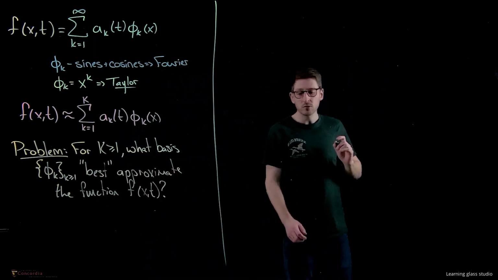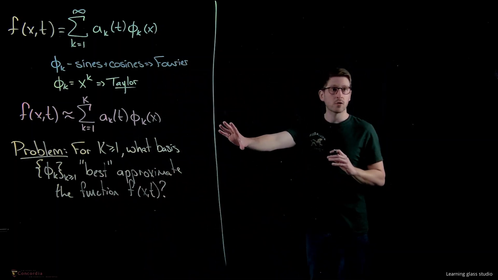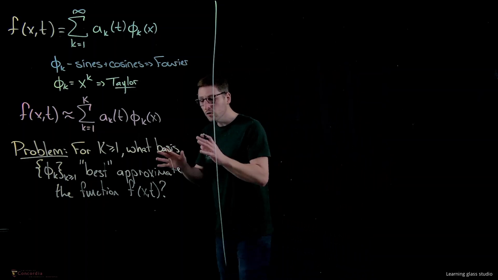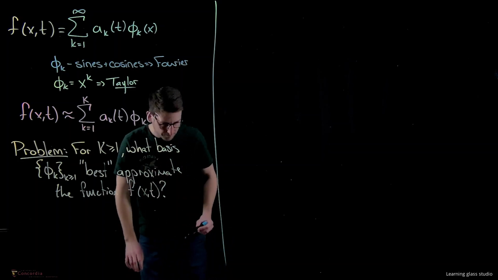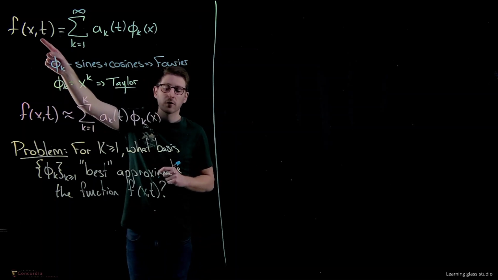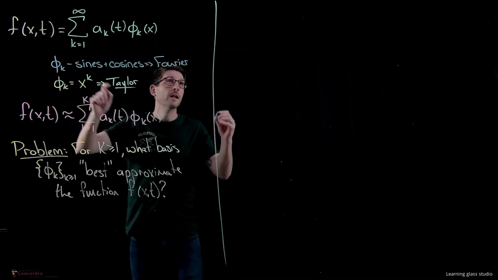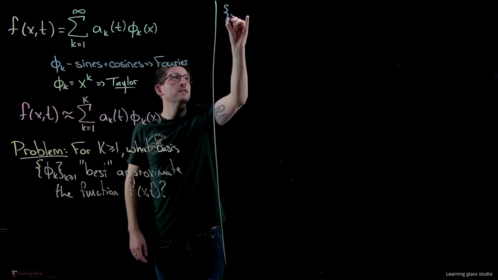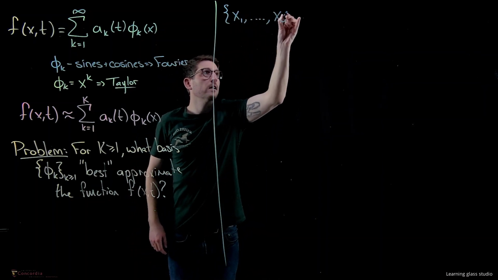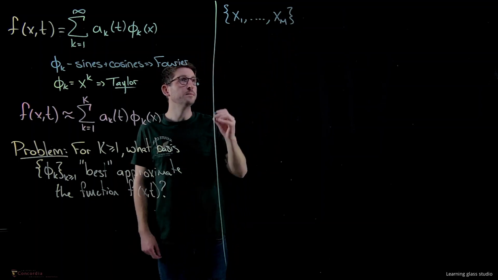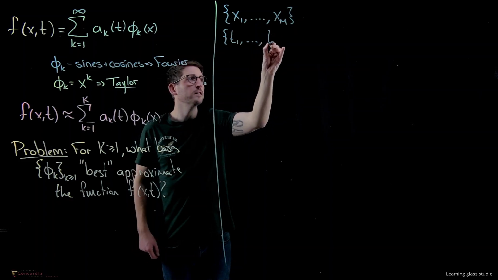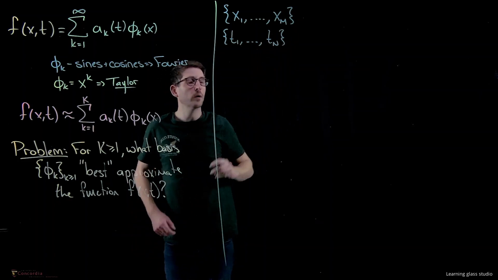But I would like to show you how you can approach a proxy of this problem using the singular value decomposition. And here's the setting for my problem. I'm not going to assume that I have the original function f of x and t. I'm going to assume that I have a spatial grid, x1 all the way up to xm. And I'm also going to assume that I have a bunch of time points, t1 all the way up to tn.